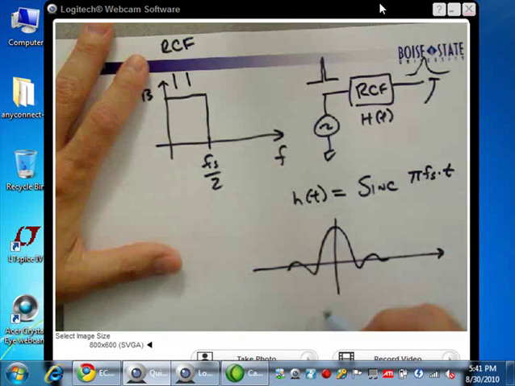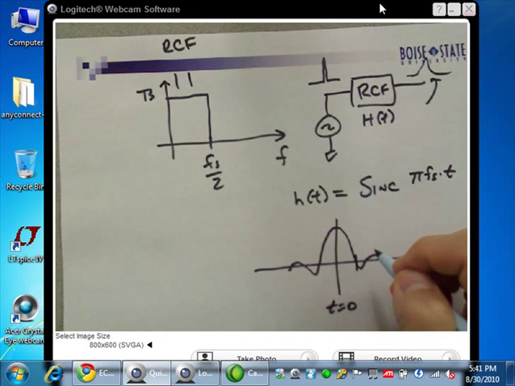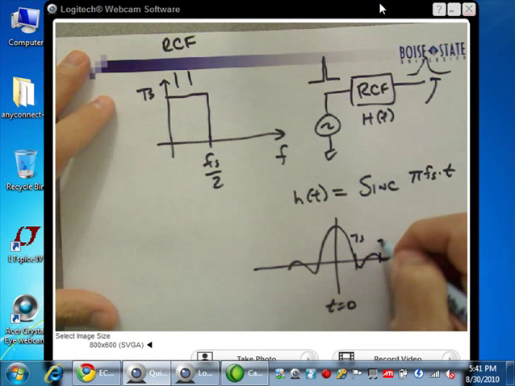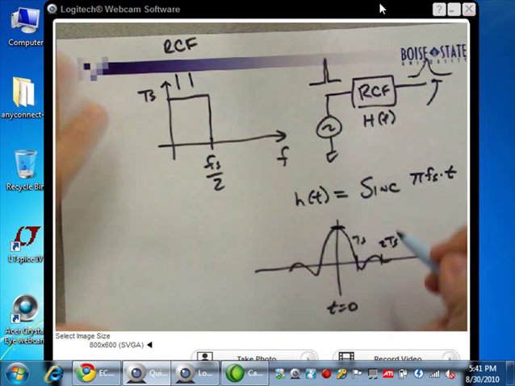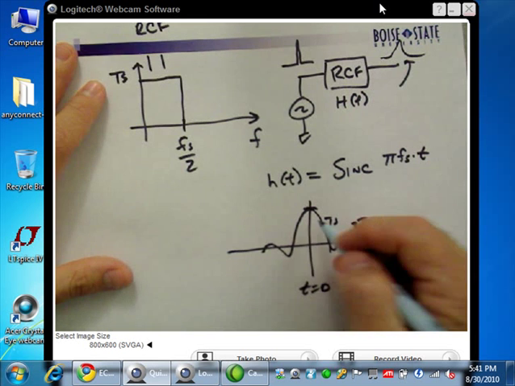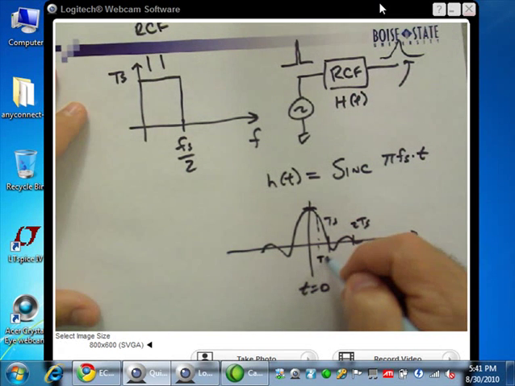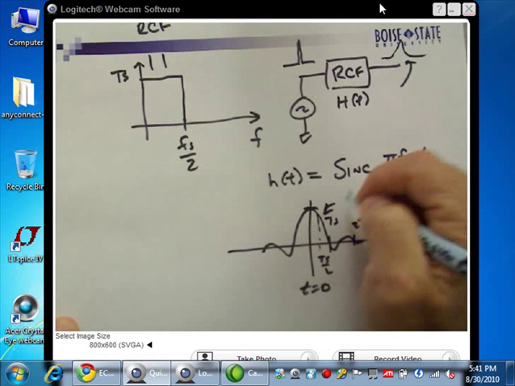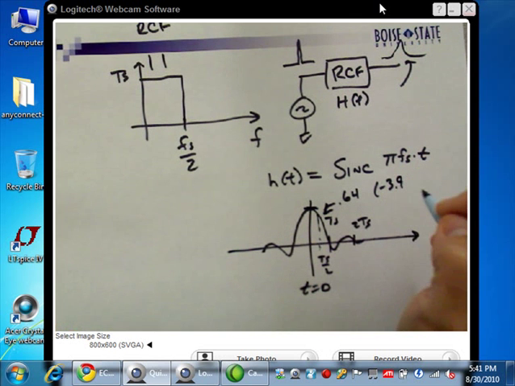So here's t equals 0, and then here is the first point at t sub s. This point's at 2t sub s. This amplitude is 1. Now here's some key things that are good to remember. At t sub s over 2, this amplitude is 0.64, or minus 3.9 dB down.